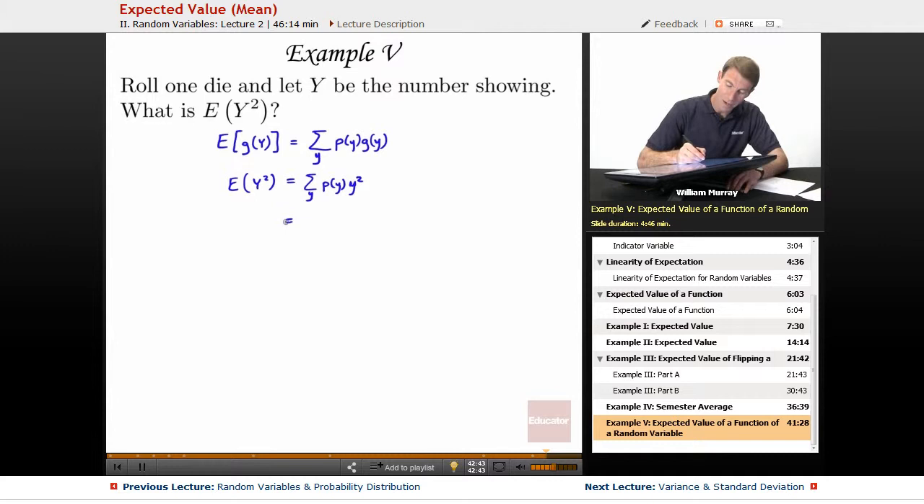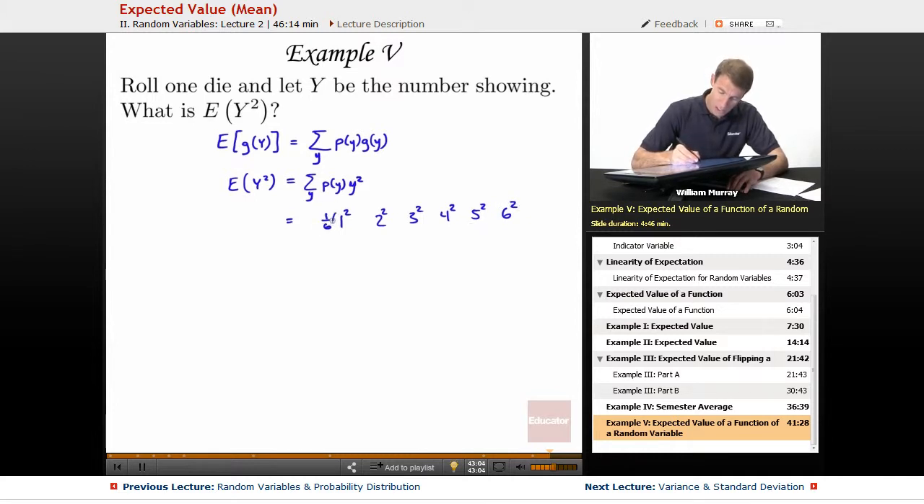So let's go ahead and think about all the possible values you could have. The possible values when you roll a die are 1, 2, 3, 4, 5, and 6. But if we run each one through the function, that means we square each one. Let me go ahead and square each one here. And then we put a probability on each one.